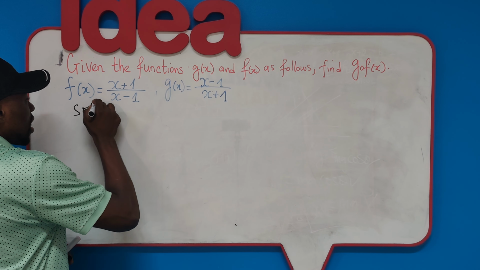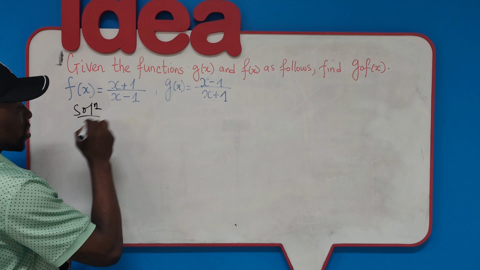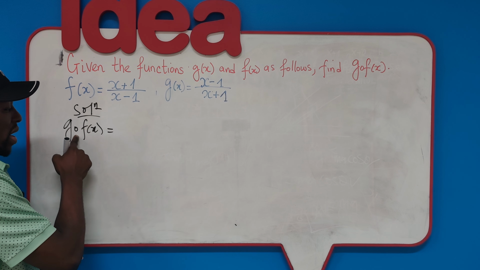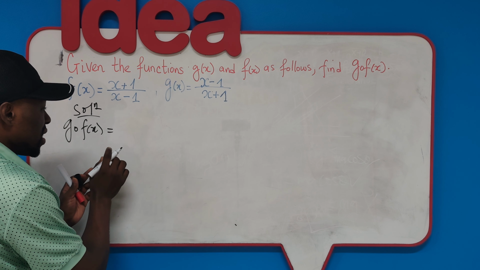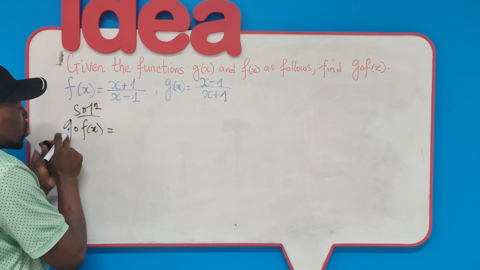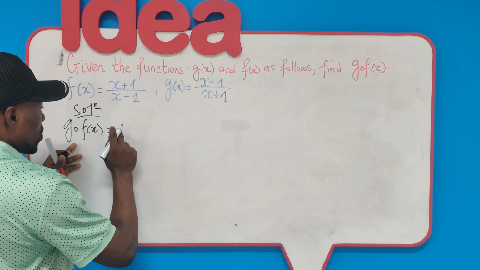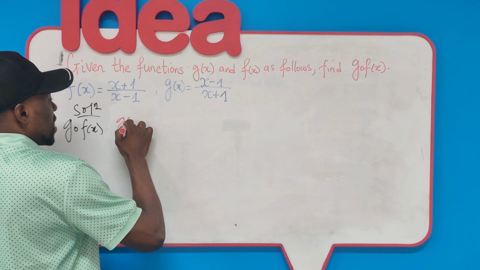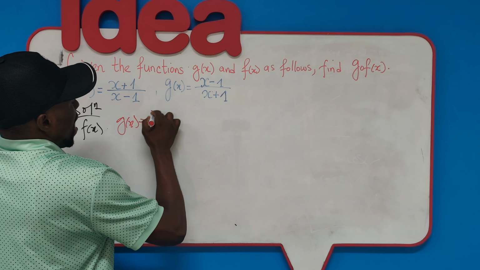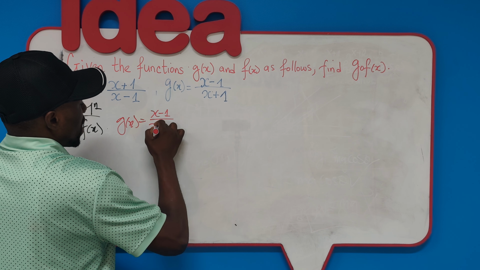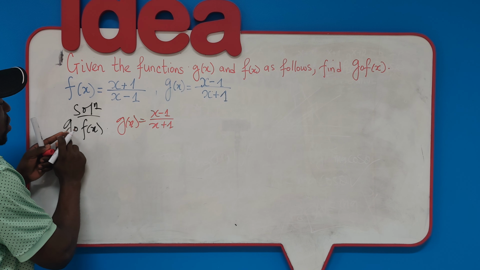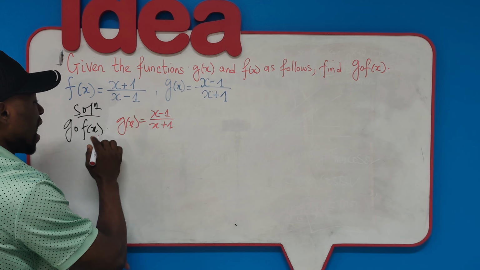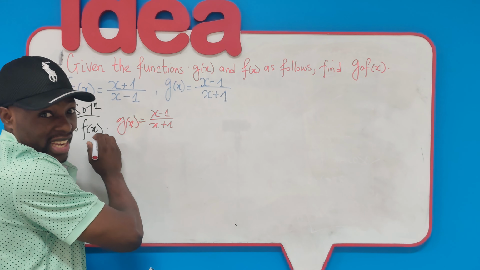Solution. Let me start by rewriting the question. It says find g of f of x. Written in this way, dear friends, what this simply means is we will go into the function g of x, which I'm about to rewrite right now. G of x is x minus 1 all over x plus 1. We will go into the function g of x, and wherever we find x, we will replace this x by the function f of x, dear friends.